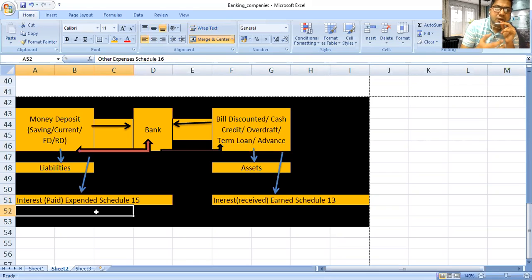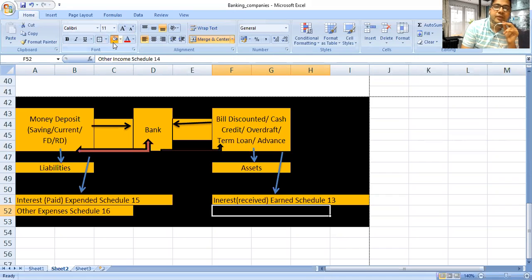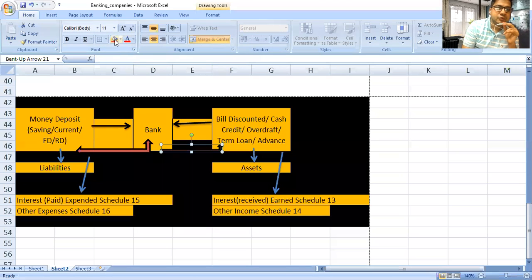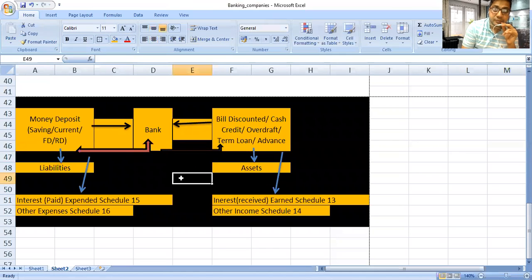And other types of expenses are called other expenses or operating expenses, schedule number 16. And other types of incomes are called other income, schedule number 14. So I hope you understood. If you understand these particular things, we can easily understand how we will record our profit and loss account.